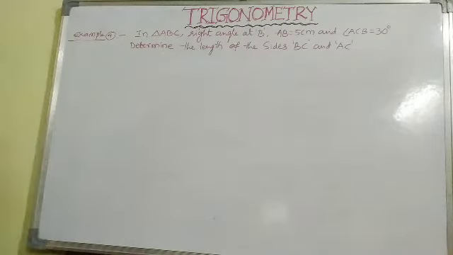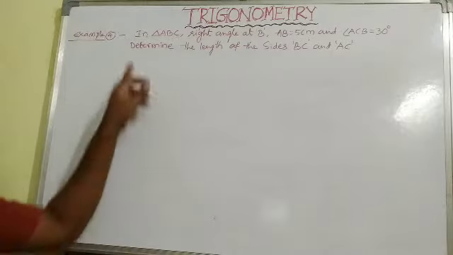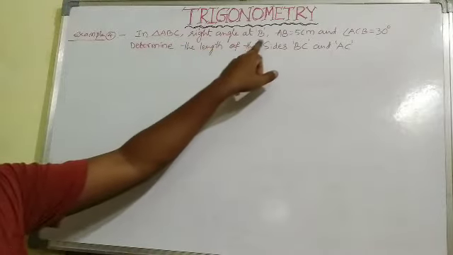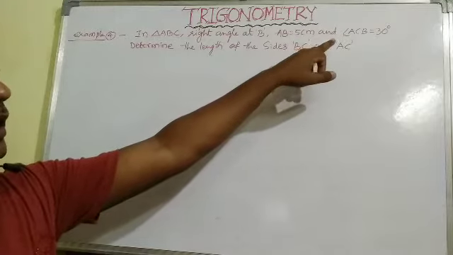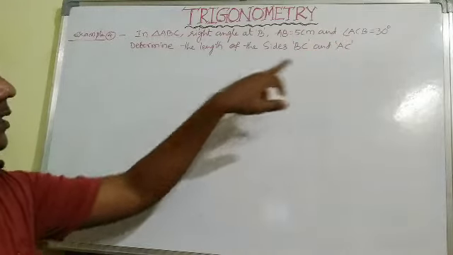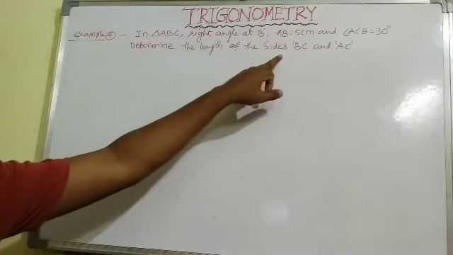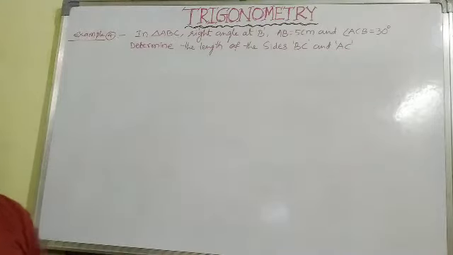So here, example number 4 is given. In triangle ABC, right angle at B, AB equals 5 centimeters and angle ACB is 30 degrees. Determine the length of the sides BC and AC.